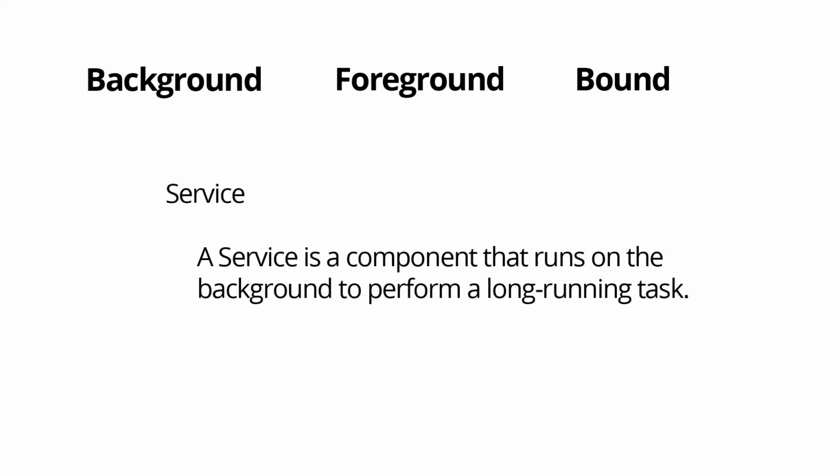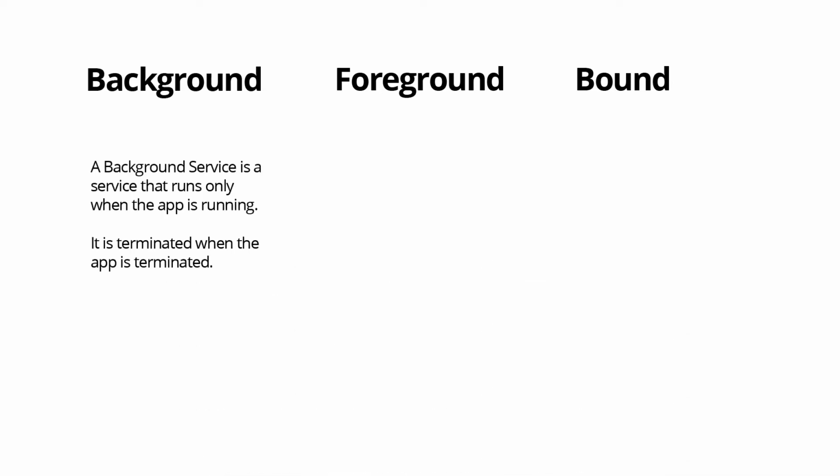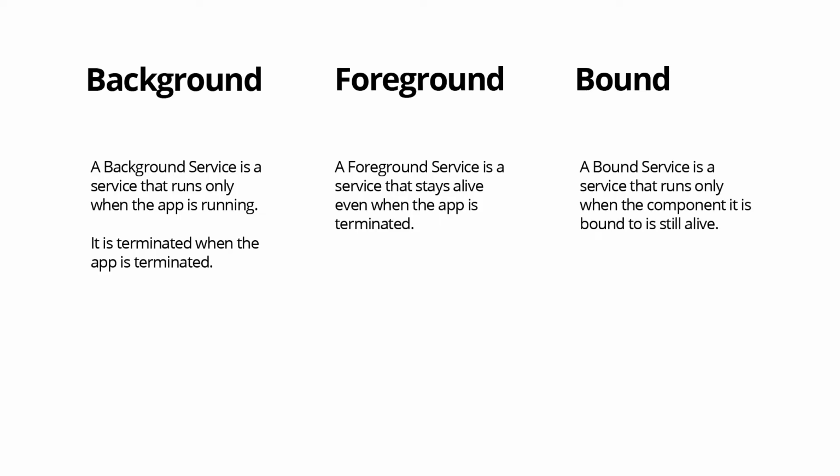For Android developers, a service is a component that runs in the background to perform a long-running task. A background service is a service that runs only when the app is running, so it will get terminated when the app is terminated. A foreground service is a service that stays alive even when the app is terminated. A bound service is a service that runs only if the component it is bound to is still alive. Let's see how we can create a background service.